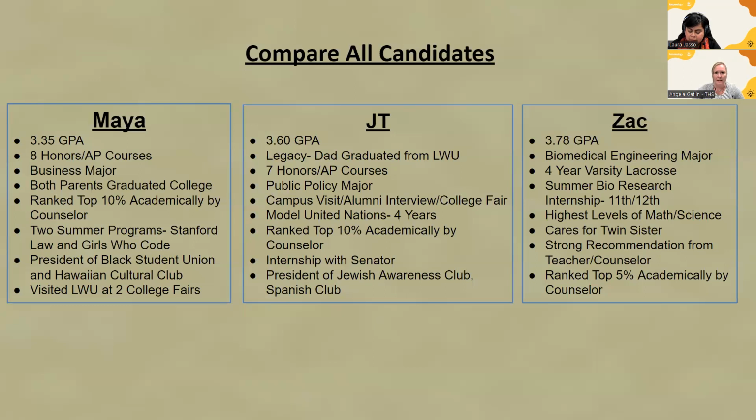And finally with Zach, again, 3.78, so strong GPA, biomed engineer major, very involved with sports, lacrosse, which LWU has, I believe, Division I for lacrosse. Even though a lot of his time was taken for being at home, caring for his sister, he still was able to do some things outside of school, a summer bioresearch internship for both 11th and 12th grade, which is really impressive.